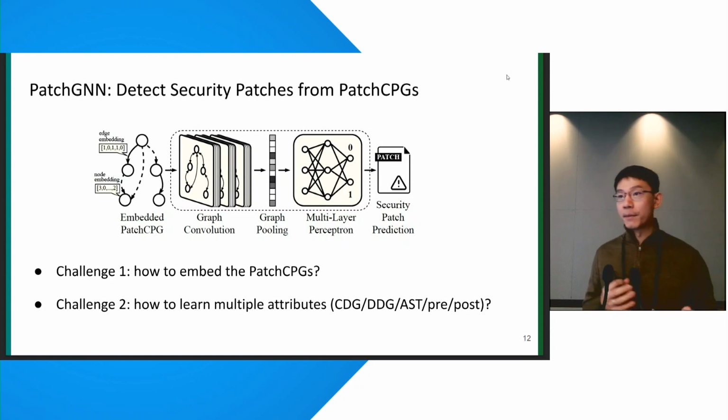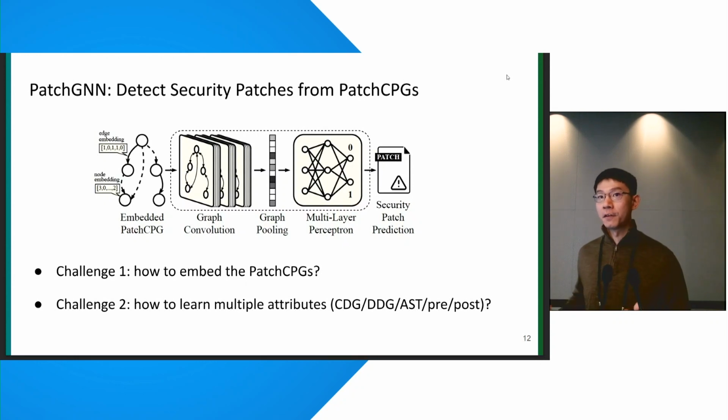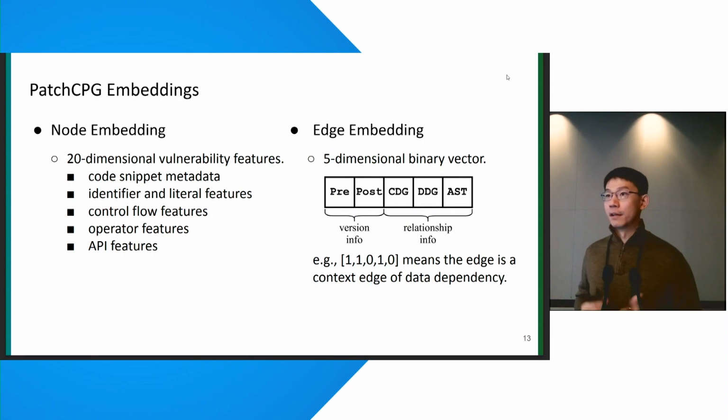The challenge is how to embed the PatchCPG and convert a graph into a numeric format, and how to handle different relationships in PatchCPG and learn multiple attributes. In our model, we first convert the graph structure into an adjacency matrix and embed nodes into 20-dimensional vulnerability features, including code snippet metadata, identifier and literal features, control flow features, operator features, and API features. We also embed edges into 5-dimensional binary vectors. In the binary vector, the first 2 bits indicate if this edge appears in the pre-patch CPG or post-patch CPG, and the last 3 bits indicate the relationship of the edge, including the control dependency, data dependency, or abstract syntax tree.